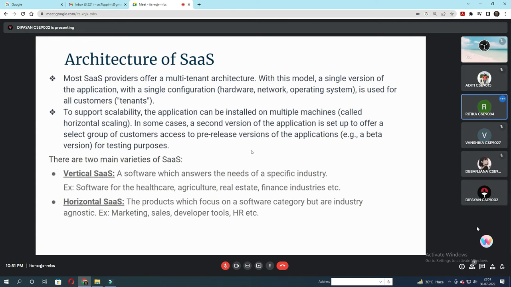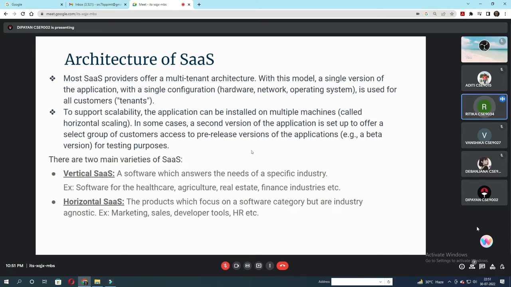Thank you, Anshika. So, discussing the architecture of SaaS, most SaaS providers offer a multi-tenant architecture. With the help of this model, a single version of the application, along with a single configuration, that is hardware, network and operating system, is used for all the customers, or simply tenants. And to support scalability, the application can be installed on multiple machines, which is also known as horizontal scaling. There are basically two main varieties of SaaS: vertical SaaS and horizontal SaaS.